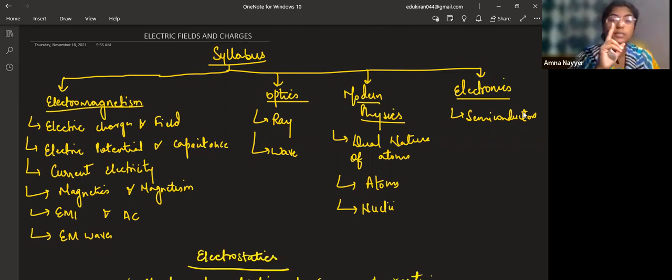Now see, marks are always divided on the basis of units. You can see a very huge portion is taken by electromagnetism, and that is included in your first unit. All right, so I'll start with electric charges and field. That is the first lesson of your physics.